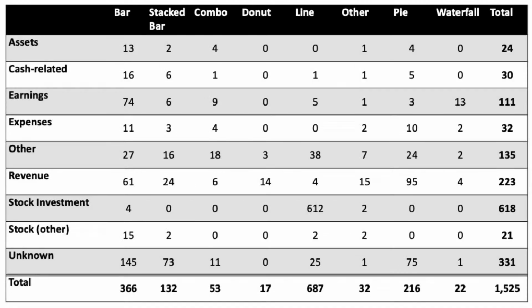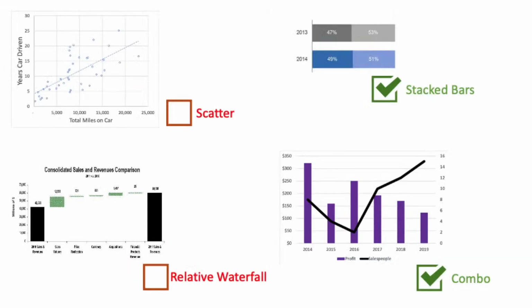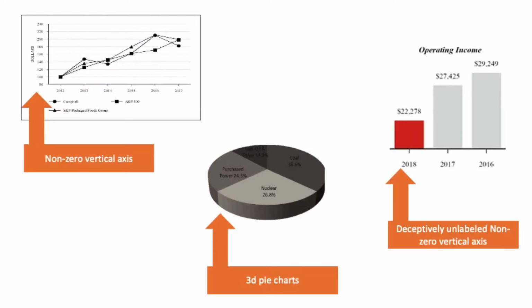This project looked at charts submitted by U.S. public companies in annual 10-K reports. The most common chart types were identified, and the more unusual types tested in an experiment. Participants were unsuccessful with scatter or relative waterfall charts, but successful with stacked bar and combo charts. Several design flaws were identified and verified experimentally. Overall, the study shows the need to improve financial chart design.